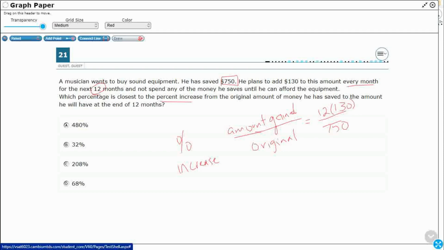So let's figure out what he gained. Let's see, 12 times 130. Let's put our 130 on top. So that's going to be 260. And then that's going to be a 130 with that extra zero, right? That's going to be 0, 6. All right, 1560, over 750.